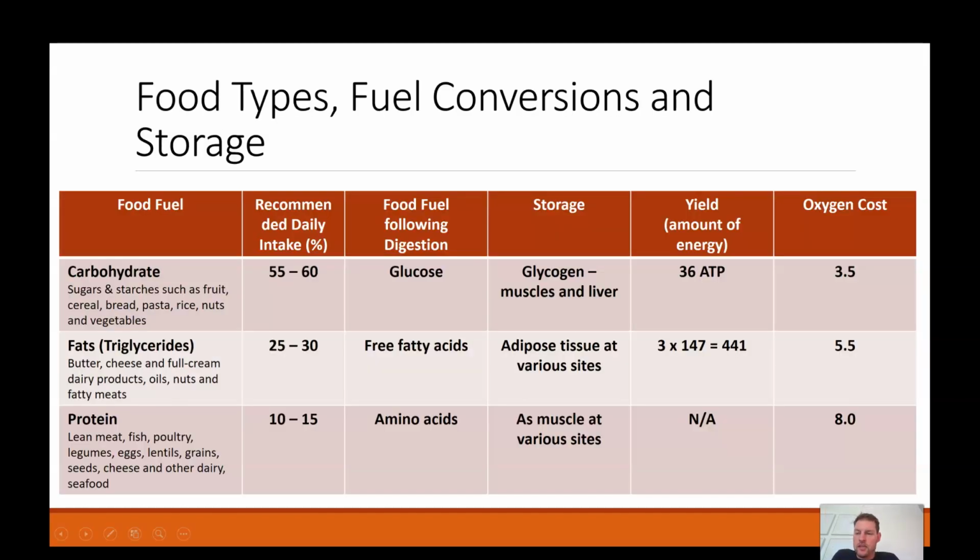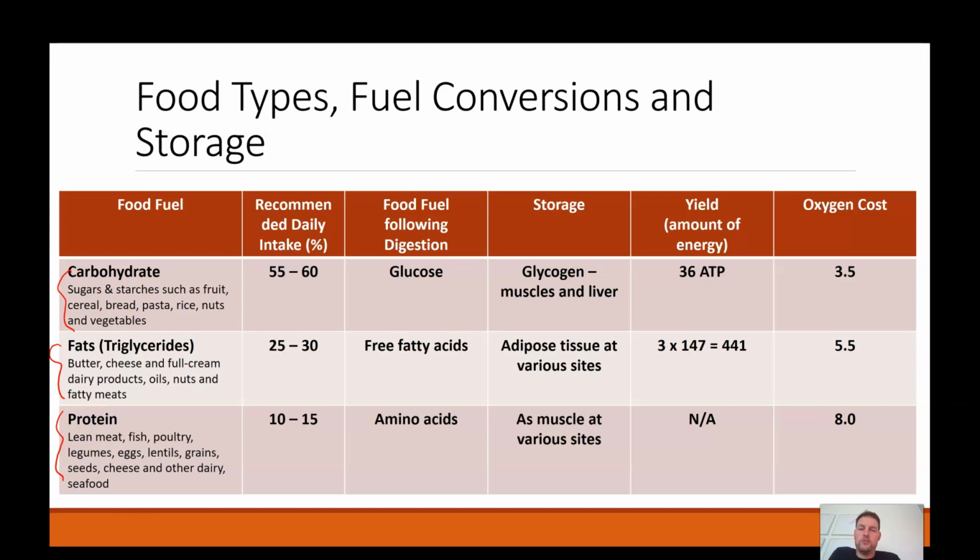Okay, so we're just talking about those food fuels, so let's have a look at them a bit more. I encourage you all to have a few suggestions of what foods we could eat that will make up each of those food fuels. So carbohydrates, we're looking at sugars, pastas, breads, things like that.